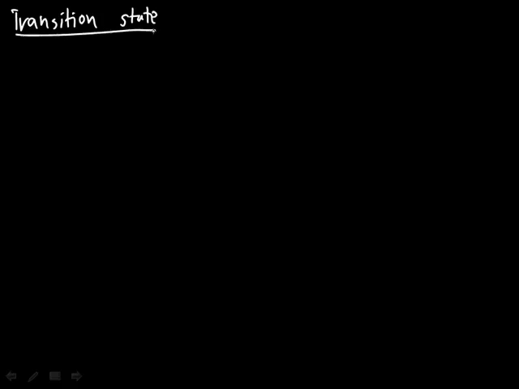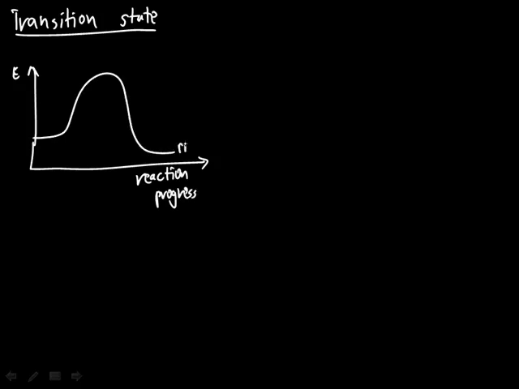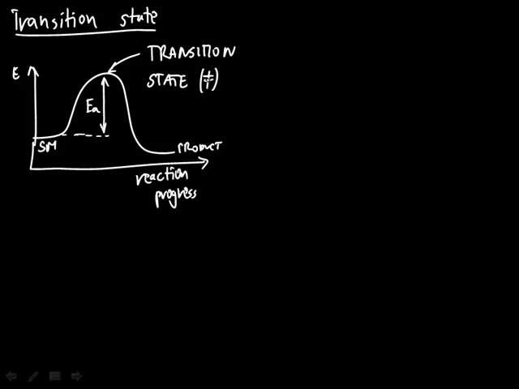which we defined as the highest point on this energy curve, which plots the energy versus reaction progress as we go from starting materials to products. And we mentioned that this energy barrier that needs to be overcome is called the activation energy, EA, and also that this specific point, the highest point in the energy profile, is called the transition state, which is also often denoted by the double dagger symbol.